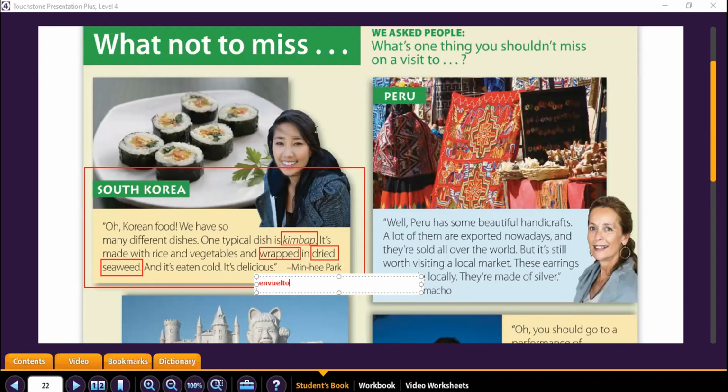Sería wrap, es un verbo. Wrapped in dried seaweed. Do you know what's the meaning of dried? En el alga disecada, es algo así. Deshidratada sería. Sí, deshidratada.